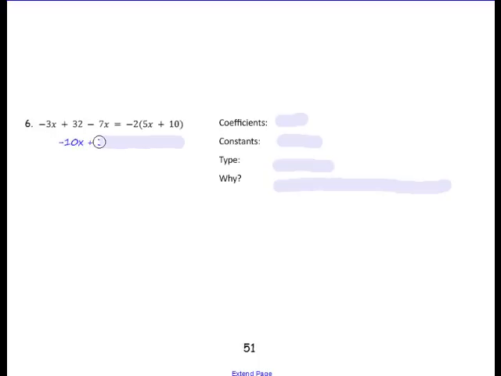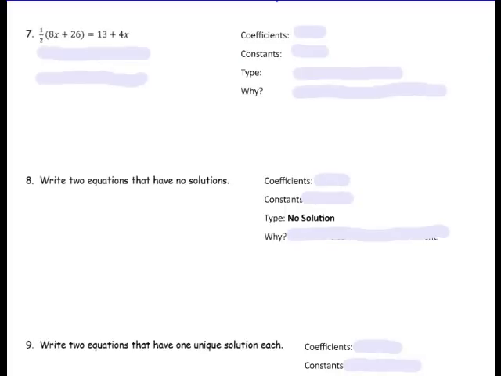Simplify the left and the right side of the equation. You get negative 10x plus 32 equals negative 10x minus 20. The coefficients are the same. The constants are different. This will result in no solution, because they have the same coefficient but different constants. Pause the video and complete number 7.